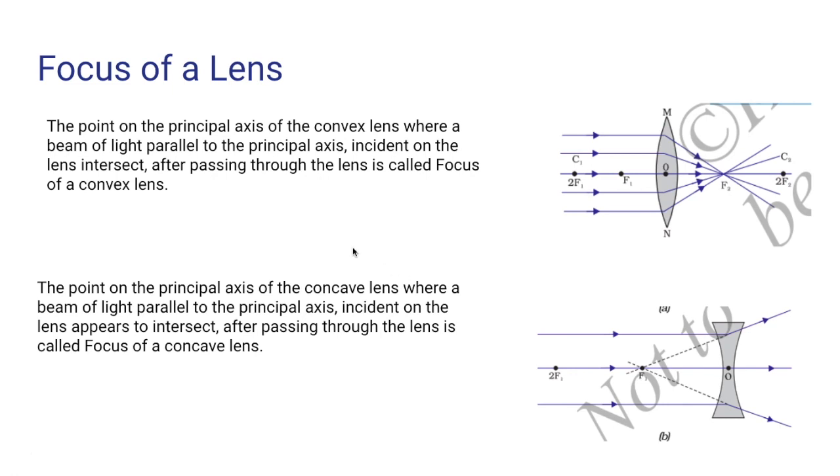What is the focus of a lens? Just like the mirror's focus, we have a focus for a lens also. For a biconvex lens, it is the point on the principal axis where a beam of light parallel to the principal axis incident on the lens intersects. So a parallel beam of light after passing through the lens intersects at a point on the principal axis. That point is called the focus.